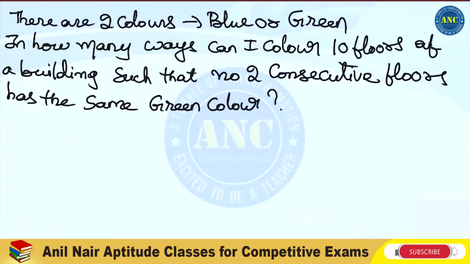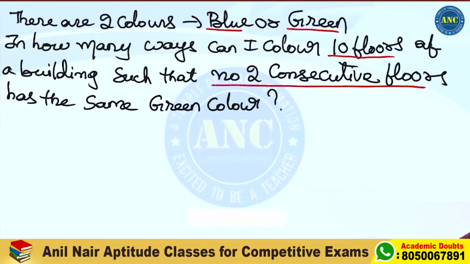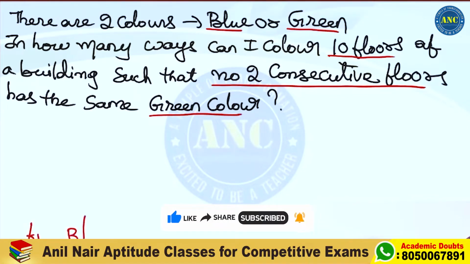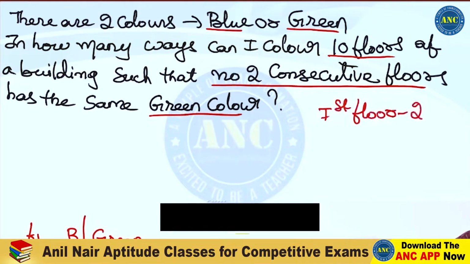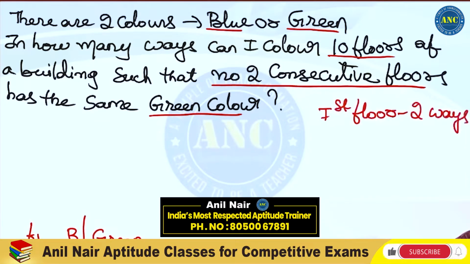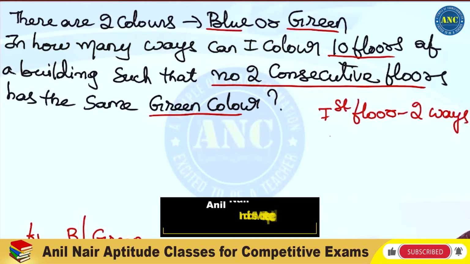Only two colors are used, that is blue or green. In how many ways can I color 10 floors of a building such that no two consecutive floors have the same green color? Suppose floor 1 is there. Floor 1 can be colored using blue or green. That means the first floor, I can color it in 2 ways.